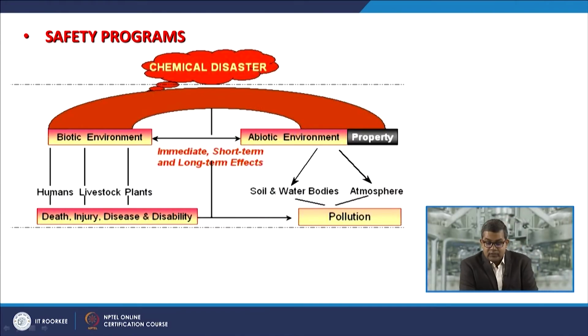The abiotic environment basically deals with property, soil and water bodies, atmosphere, and pollution. If you go through the Bhopal gas tragedy, the area of Union Carbide is still polluted, and we are unable to completely cordon it off from the different environments.